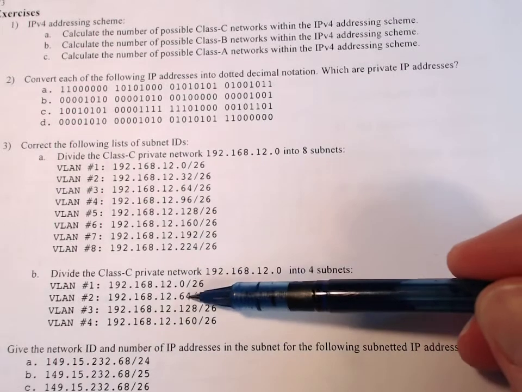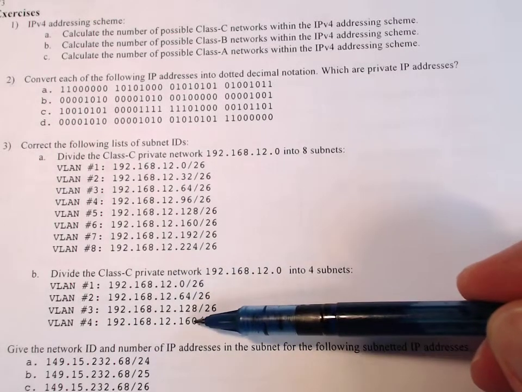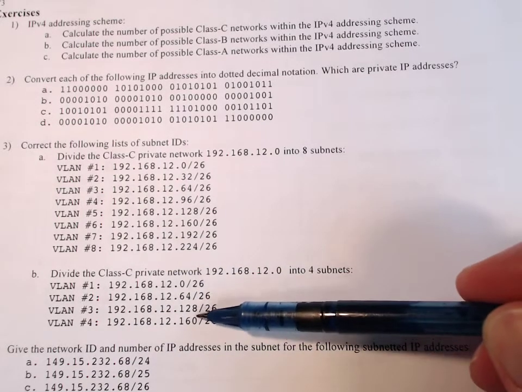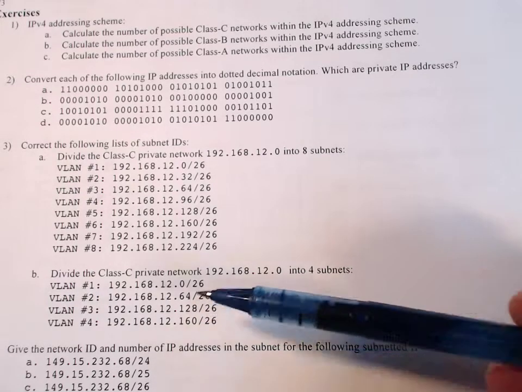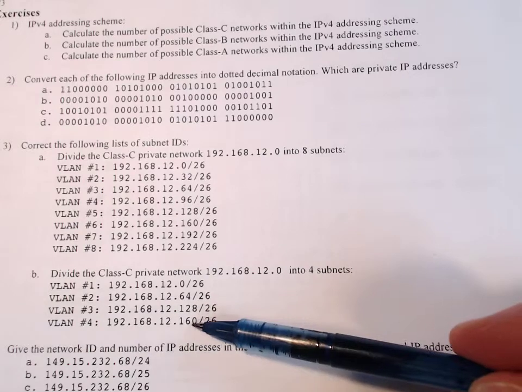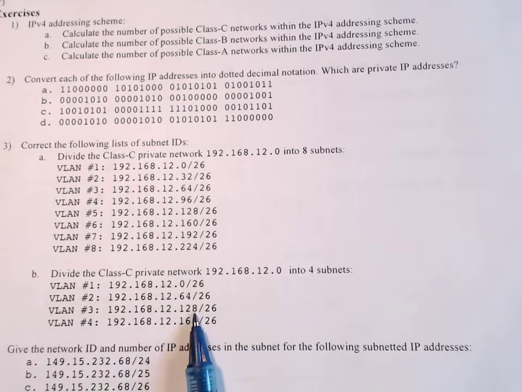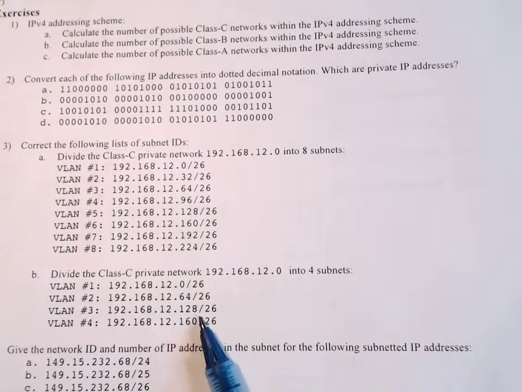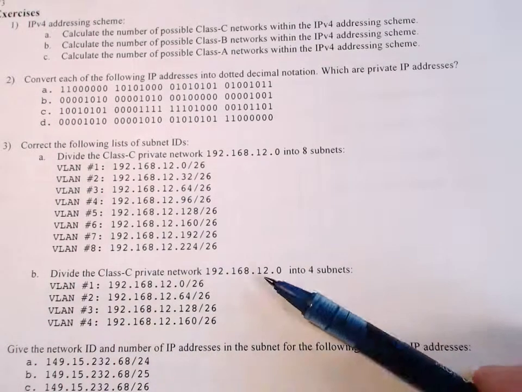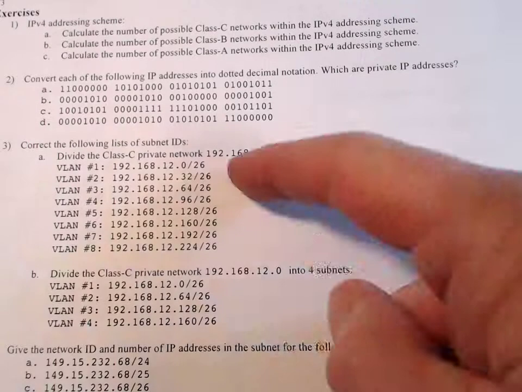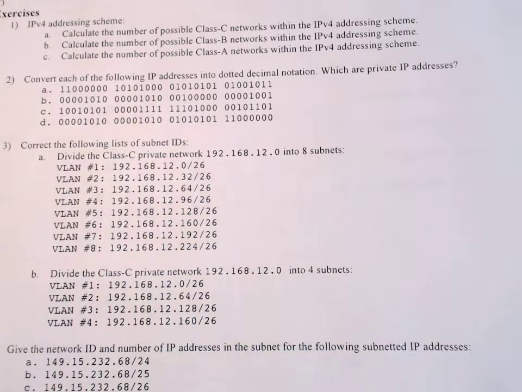I go 0, 64, 128. But then 160 is only 32 higher than 128. And so, in fact, if I increment 128 plus 64, I get 192 here in this 4th subnet ID. And so that's the problem with this one, and it can be corrected by replacing the 160 with a 192. Okay, so that's just 2 simple examples of taking a look at something and seeing what's wrong with it.